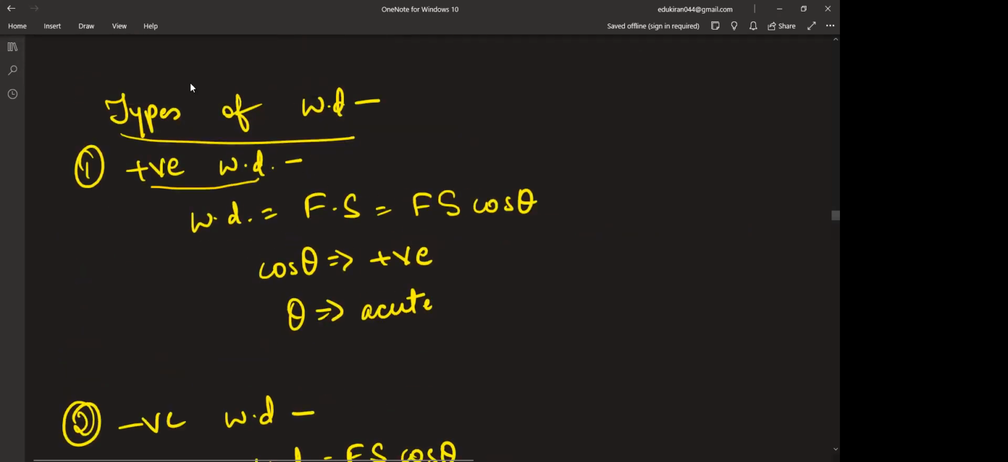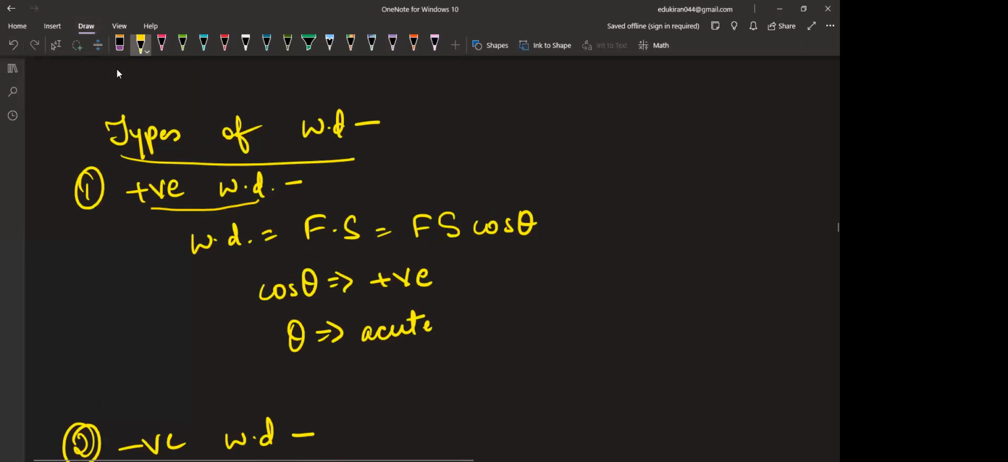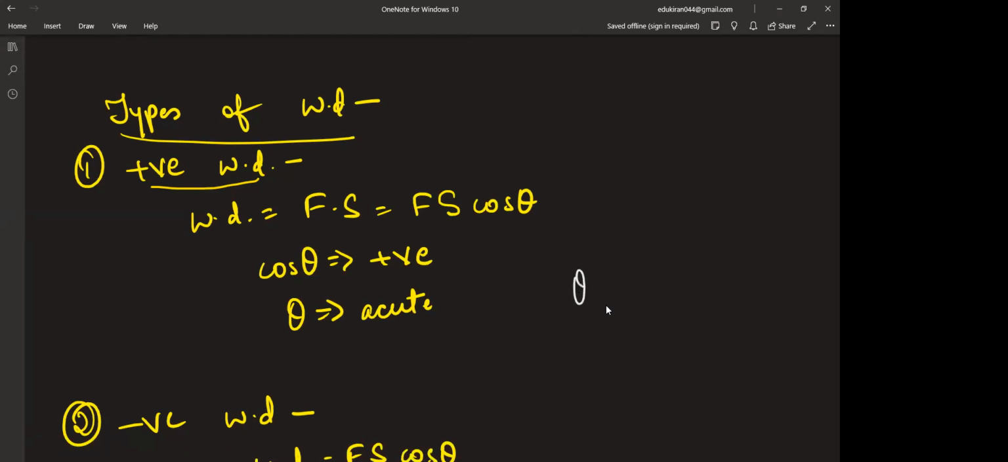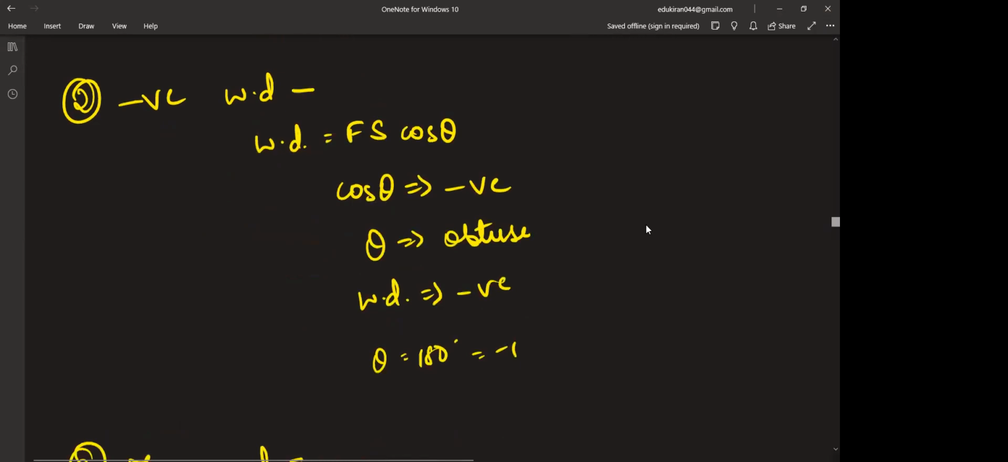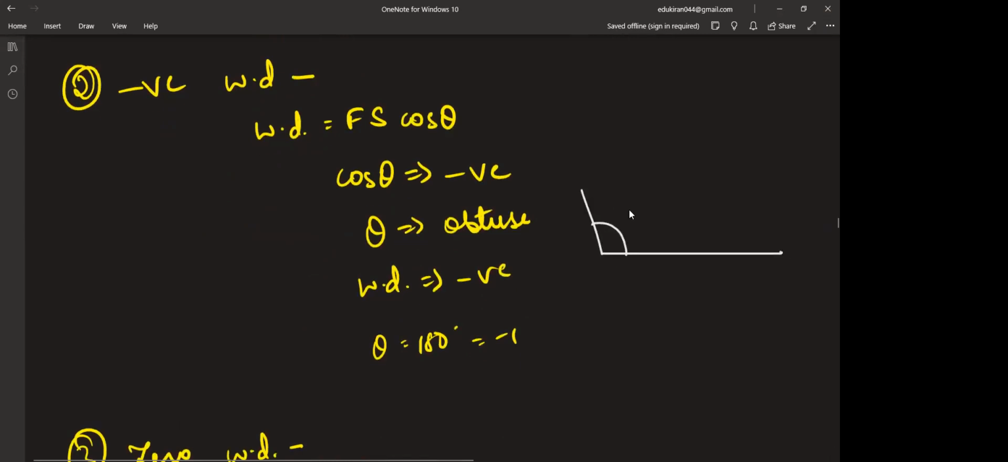Now, class, this I didn't discuss with you, the types of work done. Work done can be positive, negative, or zero. I discussed this with Khadija and Abdul, I think. See, when the angle is acute, acute angle means the angle is less than 90 degrees, then cos theta will be positive. So theta is acute, here you get positive work done. On the contrary, when the angle is more than 90 degrees, you get negative work done because cos theta becomes negative. So work done also becomes negative.